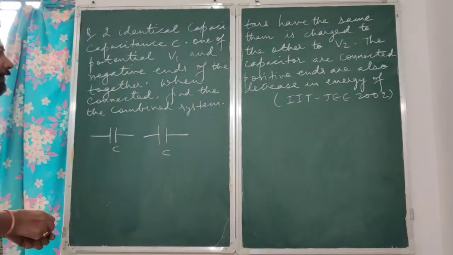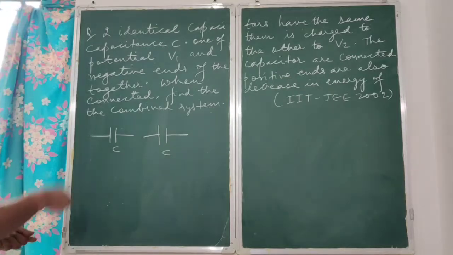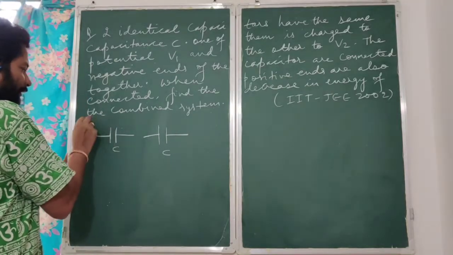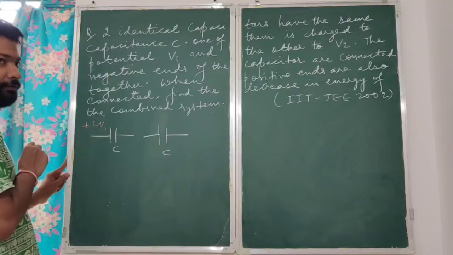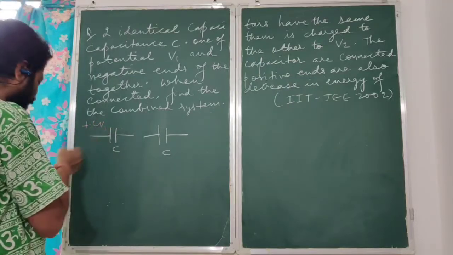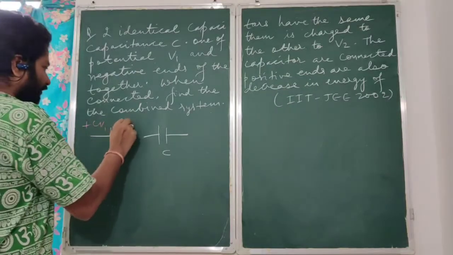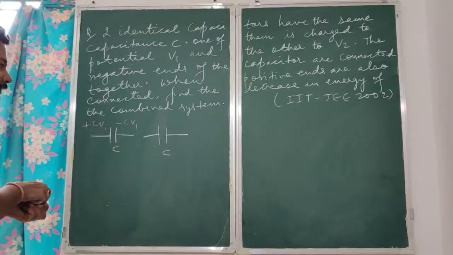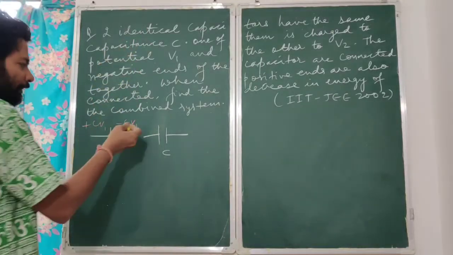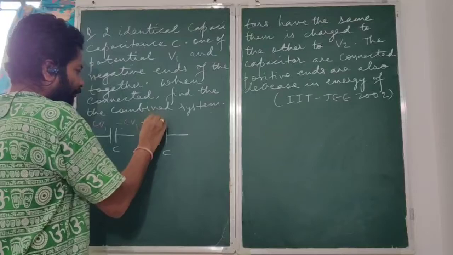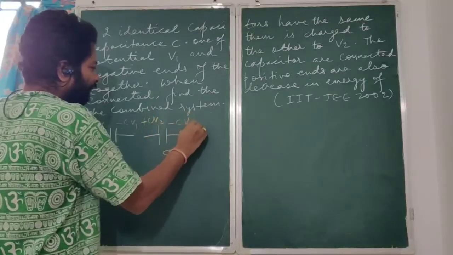One, you are charging it to potential V1. So what is the charge you are giving? Q is equal to C into V. So plus CV1 and minus CV1, and to another one you are charging it to potential V2. So you are giving charge plus CV2 and minus CV2.